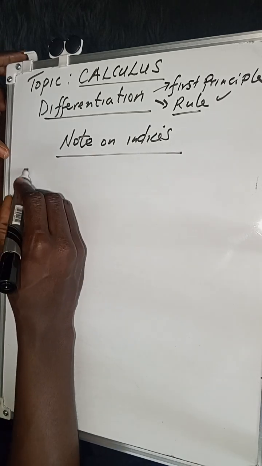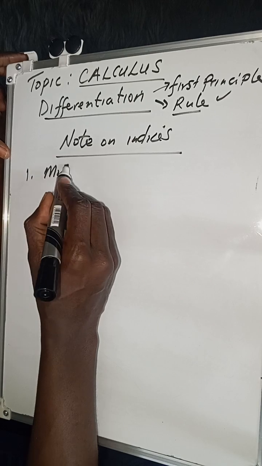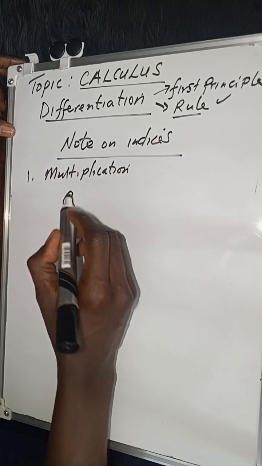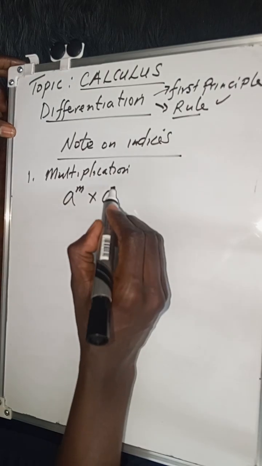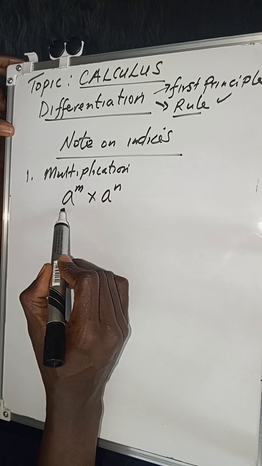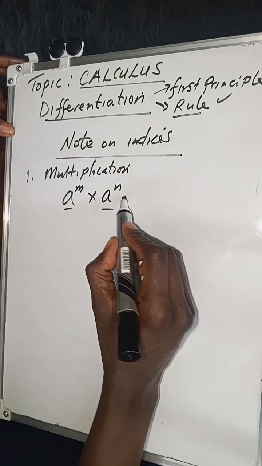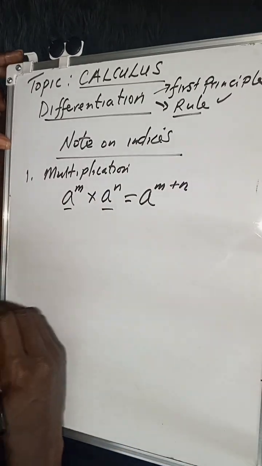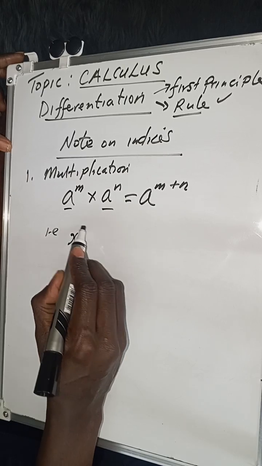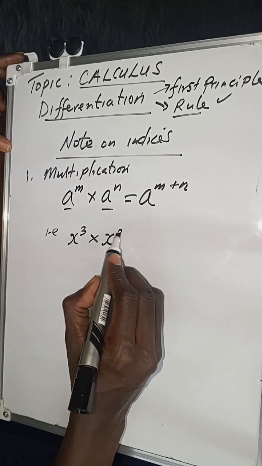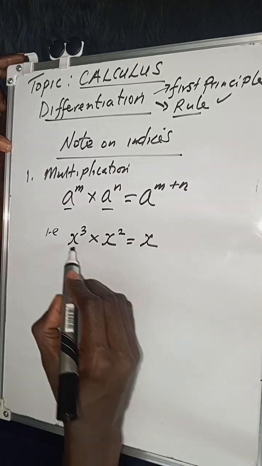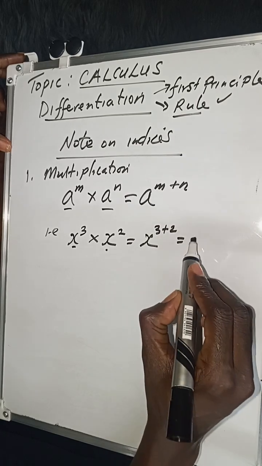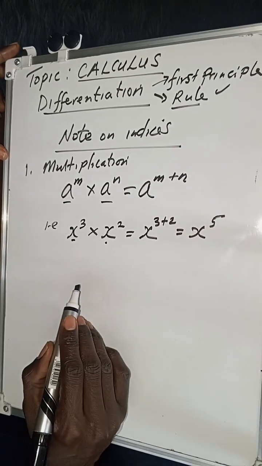Well, the first one has to do with the rule of multiplication. If you remember your laws of indices, if you have a raised to the power m multiplied by a raised to the power n, where the bases are the same and you're multiplying, you simply add the powers. So m plus n, that's what you're going to do. For example, if I have x to the power 3 multiplied by x raised to the power 2, because the bases are the same, you just get the base, then you add the powers. So that will be 3 plus 2, which gives us x to the power 5.